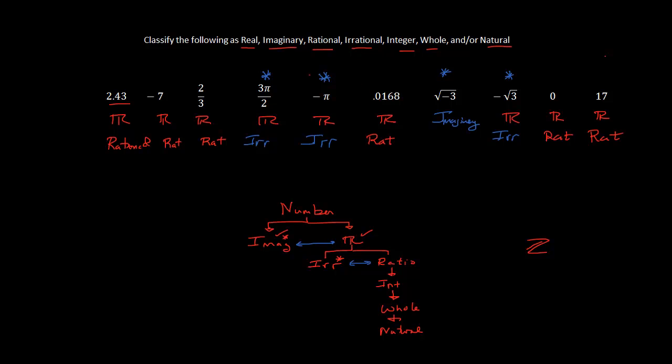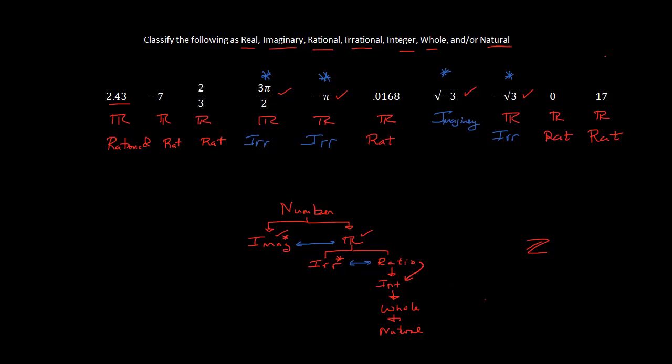3π/2 is done, negative π is done, square root of -3 is done, and negative square root of 3. These guys are done. So I've indicated that in blue, that's where they stop. That's where they terminate in terms of our process flow diagram. So now we have the opportunity to qualify rational values as integers.